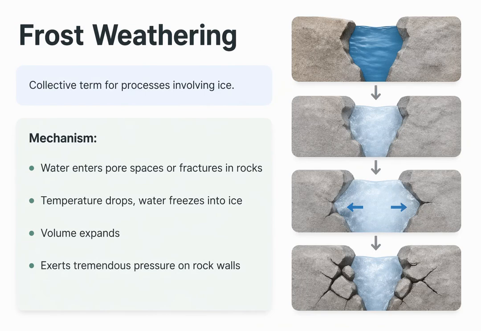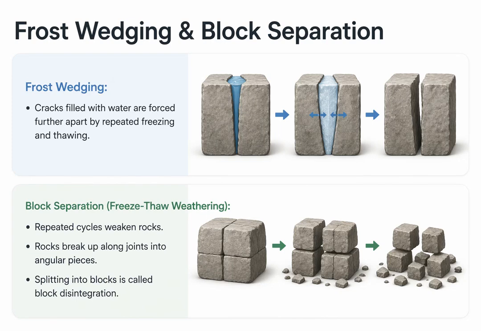Moving to colder environments, we encounter frost weathering. This is a collective term for any weathering process driven by the presence of ice. The mechanism is simple but incredibly powerful. Water seeps into the tiny pores and fractures of a rock. When the temperature drops below freezing, that water turns to ice and expands in volume. This expansion acts like a hydraulic jack, exerting tremendous outward pressure on the rock walls. This expansion leads to frost wedging, where existing cracks are literally wedged further apart with every freeze-thaw cycle. Over time, these repeated cycles severely weaken the structural integrity of the rock. Eventually, the rock will break apart along its natural joints and fractures.